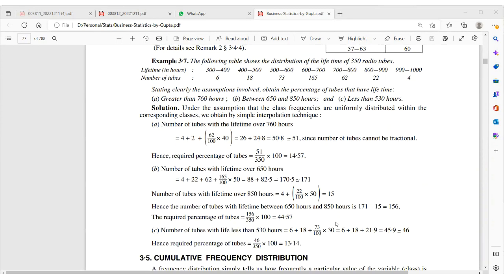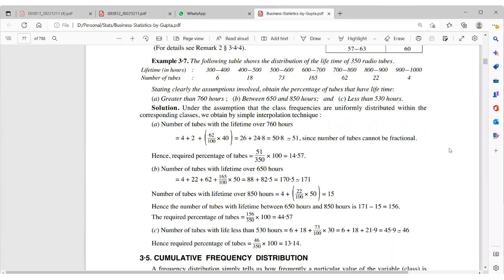Now, see this example 3.7. The following table shows the distribution of the lifetime of 350 radio tubes. Lifetime in hours, number of tubes. This is given. Radio tubes which have a lifetime of 300 to 400 hours, they are 6 tubes. Similarly, 400 to 580 and so on like this.